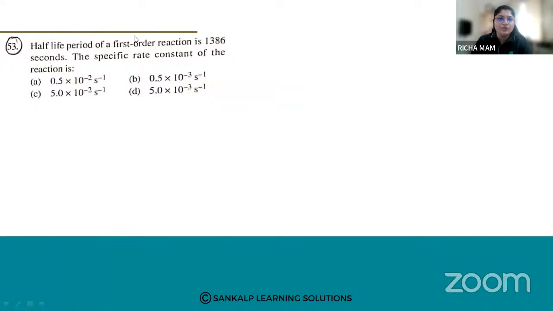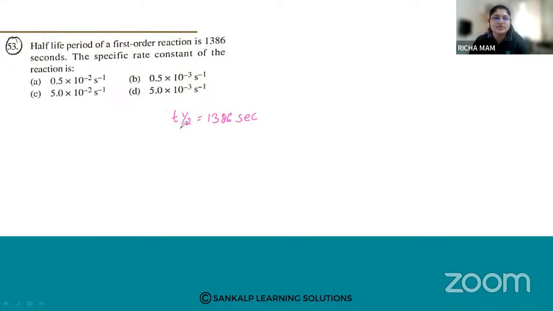Half-life period of a first order reaction is given. T half is given as 1386 seconds. Now the specific rate constant of the reaction is asked. We have to calculate the specific rate constant of this reaction. How will you calculate this?